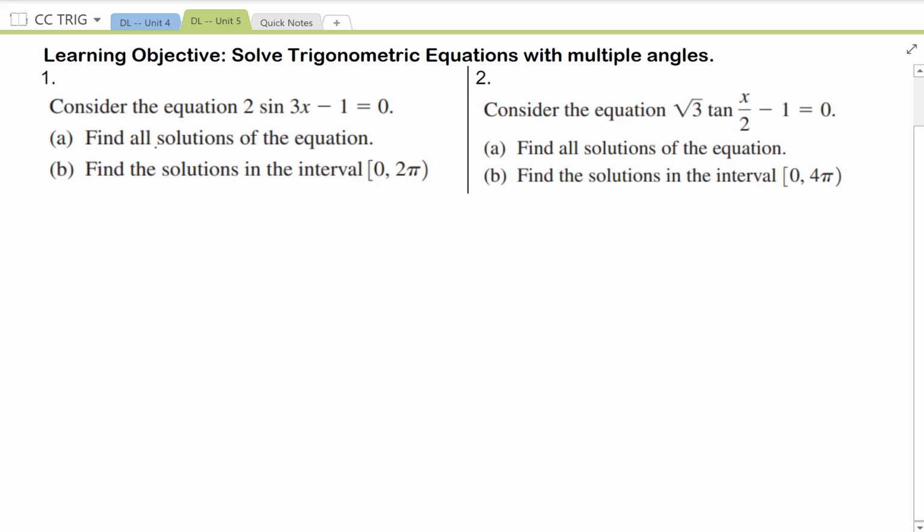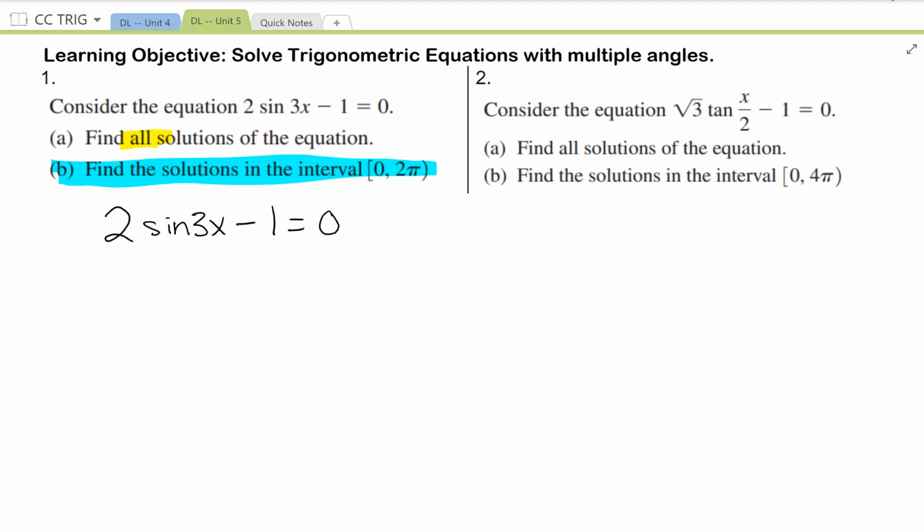Find all solutions, writing an expression usually involving 2 pi times the integer n. And then part B says find the solutions on the interval 0 to 2 pi. So starting off, here's our equation.